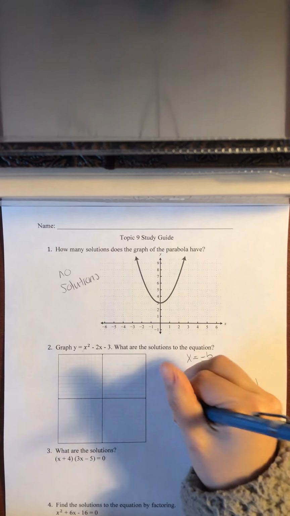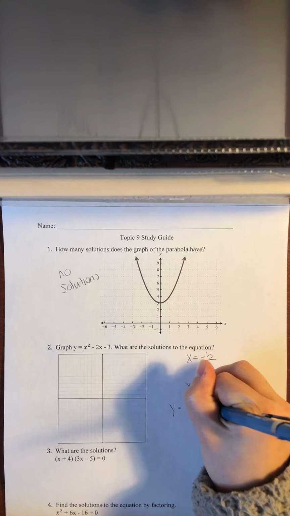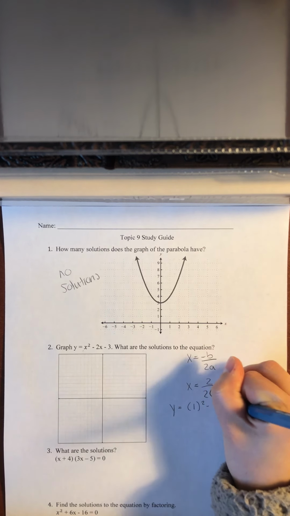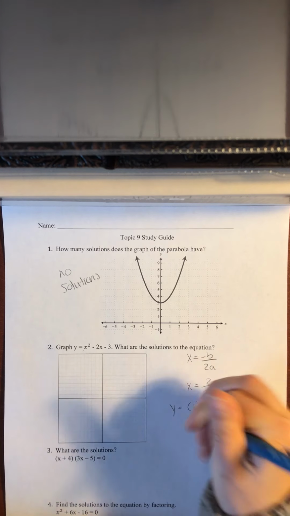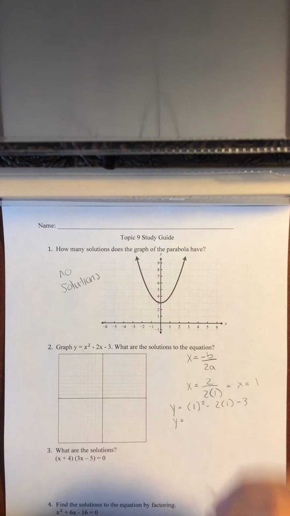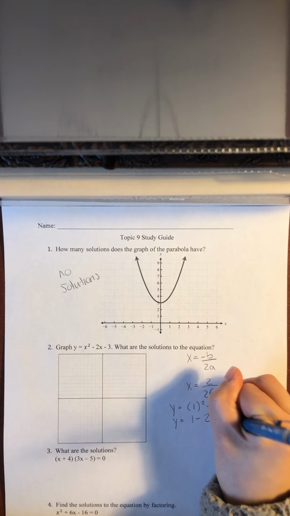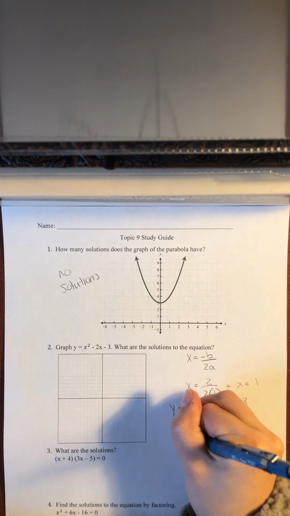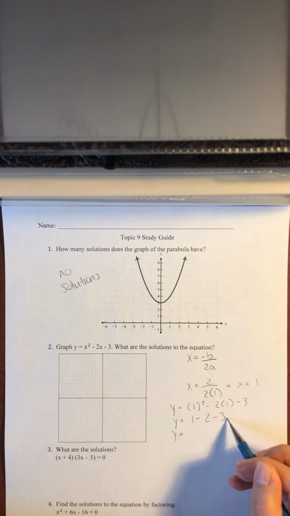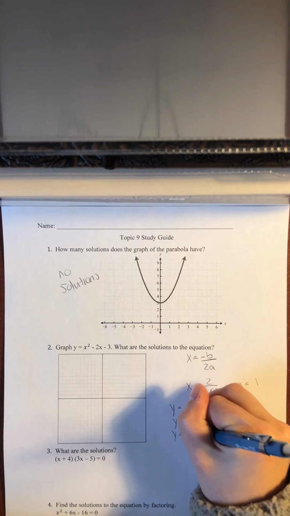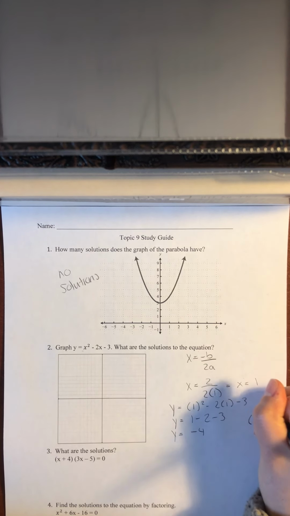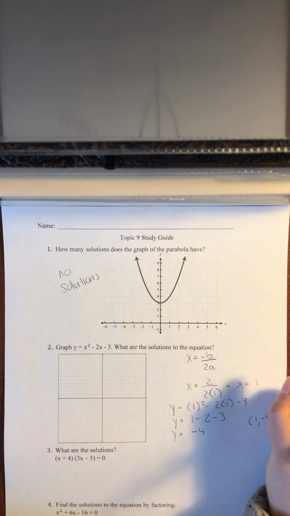I'm going to plug back in. y equals 1 squared minus 2 times 1 minus 3. y equals 1 minus 2 minus 3. y equals negative 1 minus 3, which is negative 4. So our vertex is (1, negative 4).